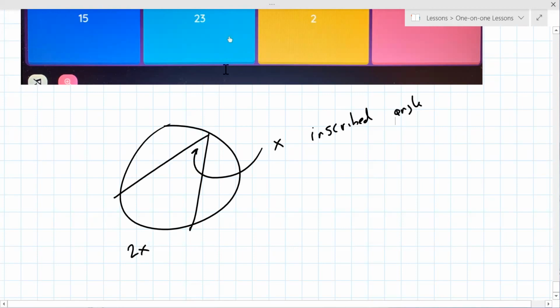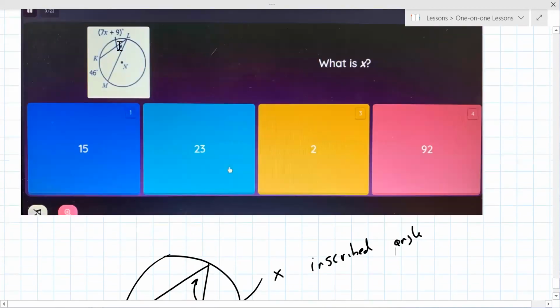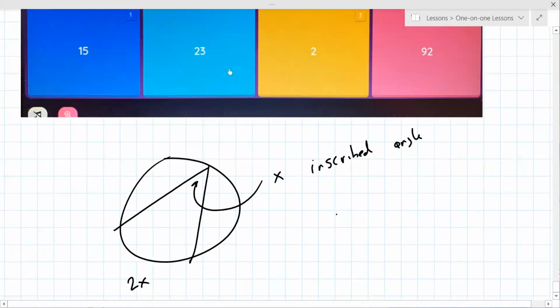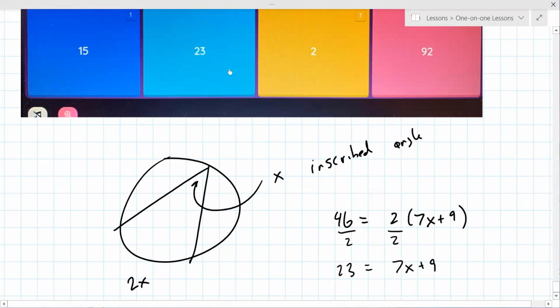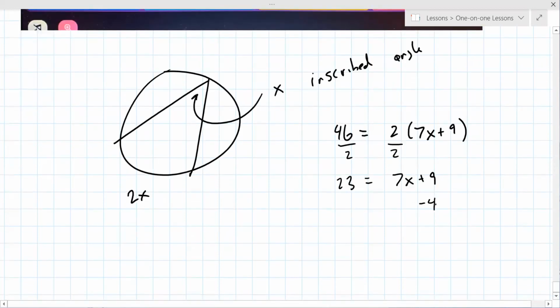Okay, so the relationship is that whatever it is in here, doubling this to 7x plus 9 gives you the 46. So 46 is going to equal the doubling of 7x plus 9. Okay, so to solve this, you divide both sides by 2. You get 23 equals 7x plus 9. Subtract 9 from both sides, and you get 14 equals 7x. Divide by 7, so x equals 2.